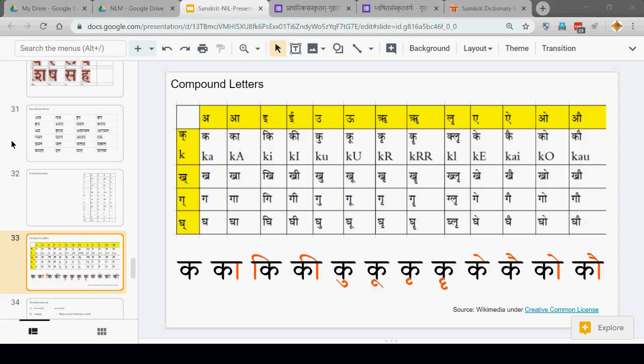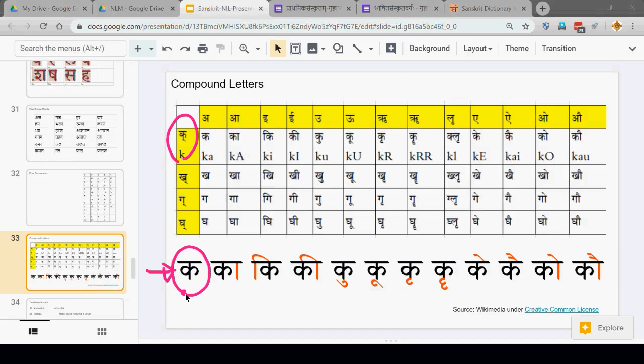So for example, let's take the k sound. K as a pure consonant is shown here with the oblique line at the bottom. But with the addition of a sound at the end, there is a k which is written without the line. This is a simple full letter, k sound.